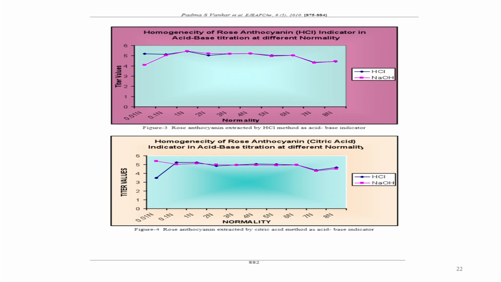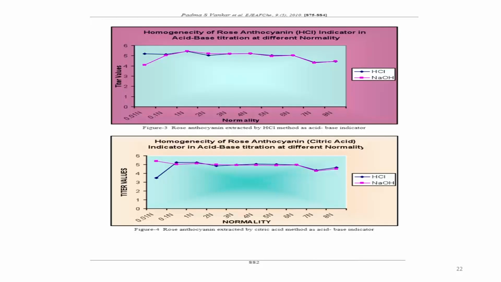That means the change would not occur simultaneously and in equilibrium and in equivalence, and that is not a good indicator, a good candidate for being called a pH indicator. Therefore, it was required to do this homogeneity test at different normalities of HCl and NaOH when the extract was extracted with HCl. The same experiment was carried out.